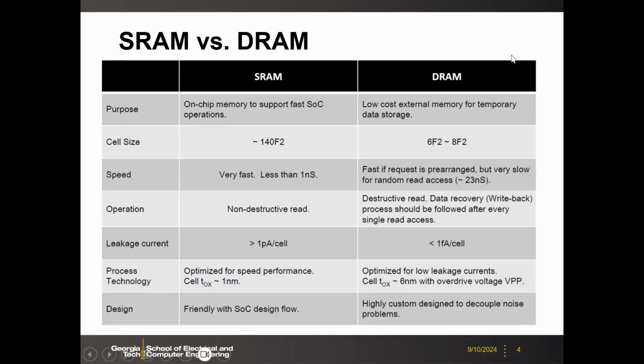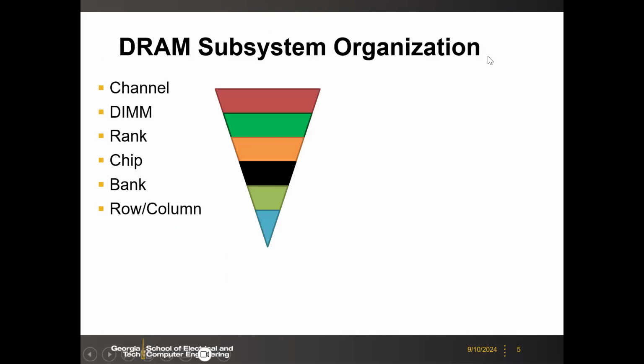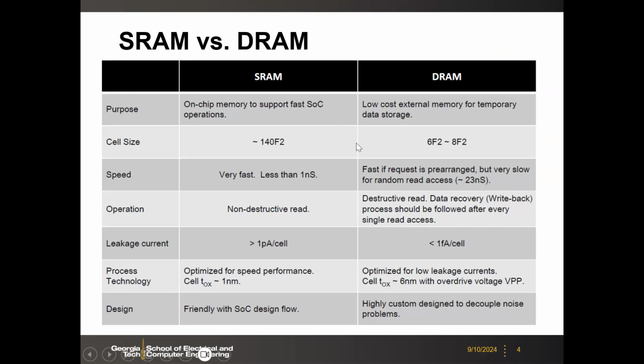If you compare DRAM and SRAM, SRAM is for cache, and DRAM is usually off chip, off the processor's chip, as a standalone memory. The cell size of SRAM in the older generations is about 150 F square, and DRAM is like 6F square to 8F square. We'll talk about that later. So it's much smaller at the same technology node.